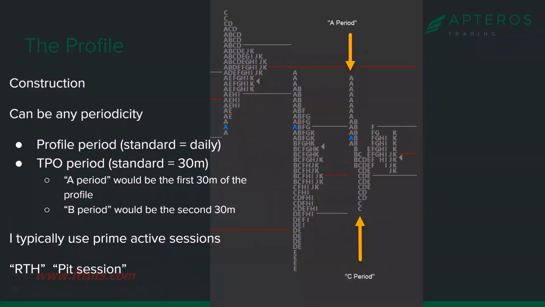Our standard, though, what we're going to rely on for this course and this training is daily profiles. And the TPO period we're going to use is the traditional standard 30 minutes. So A period is 30 minutes, B period is the next 30 minutes. And we're going to use pit session profiles for crude oil or the S&P.